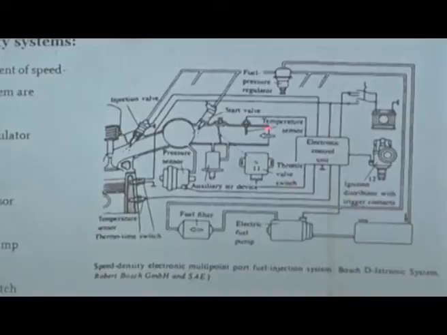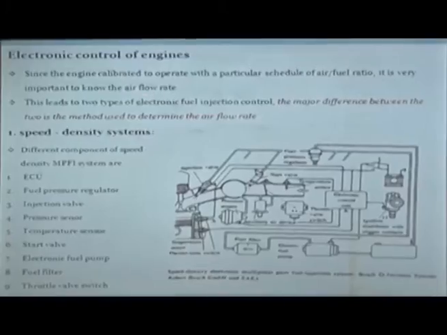Since the engine is calibrated to operate with a particular schedule of air fuel ratio, it is very important to know the air flow rate. This leads to 2 types of electronic fuel injection controls. The major difference between the 2 methods is in how to determine the air flow rate. Here we are determining the air flow rate by measuring the speed and the density, and there can be another system where you are actually measuring the mass flow rate.